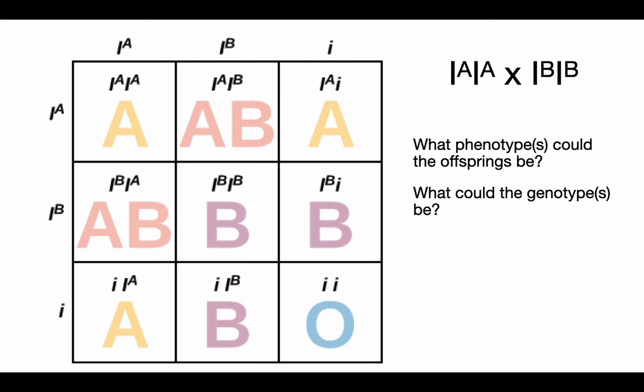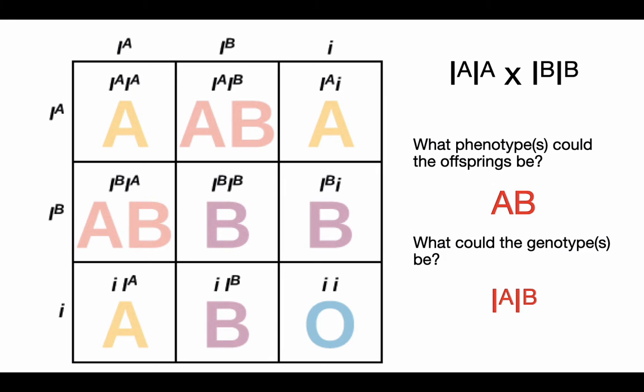Let's get started. What is the possible phenotype? Remember, phenotype would be what does it look like, but you can't see blood, so it would be the blood type. What is the possible blood types of an offspring of the parent who is big IA crossed with big IB, big IB? Also, what would the genotype be? Answer that in Edpuzzle.